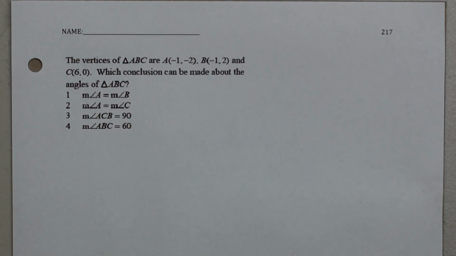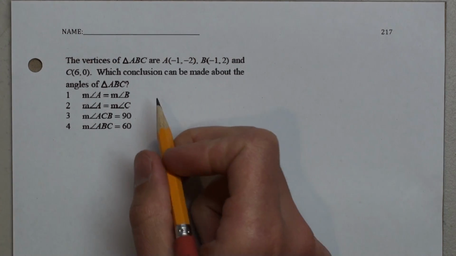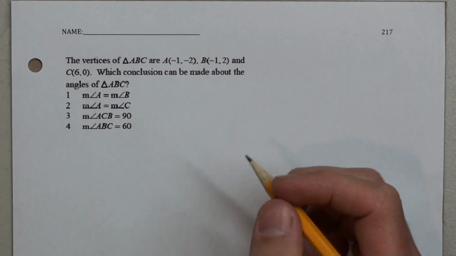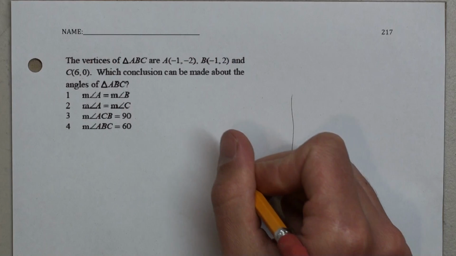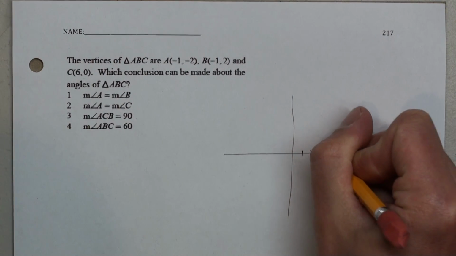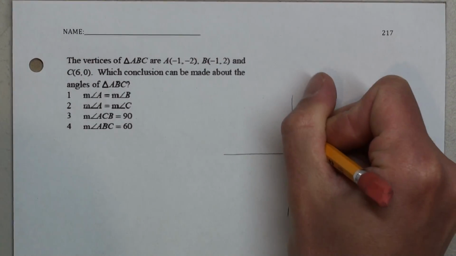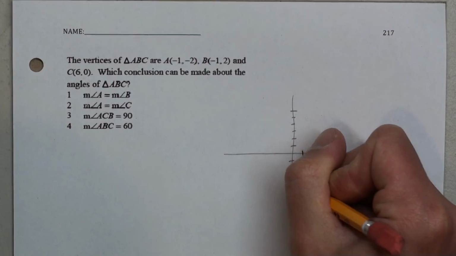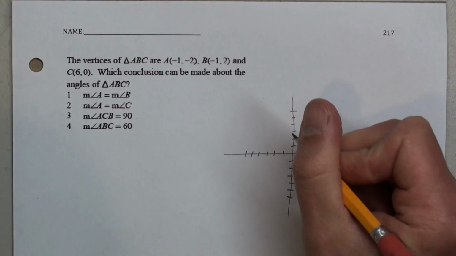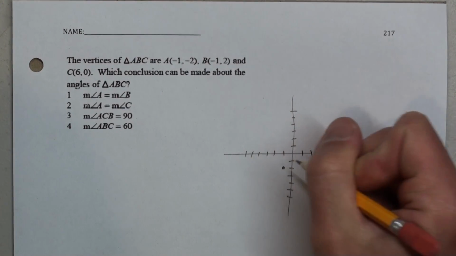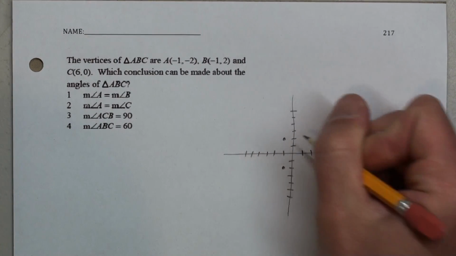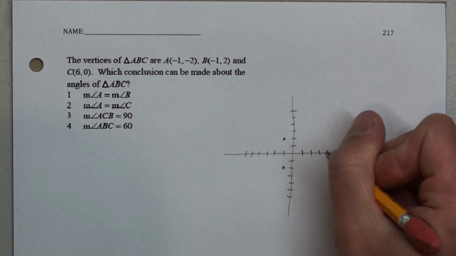Alright, this is problem 217. The vertices of triangle ABC are given. What conclusion can be made about the angles of triangle ABC? So if we draw a quick graph, I gotta go to 6. And I do -1, -2, -1, 2, and 6, 0.